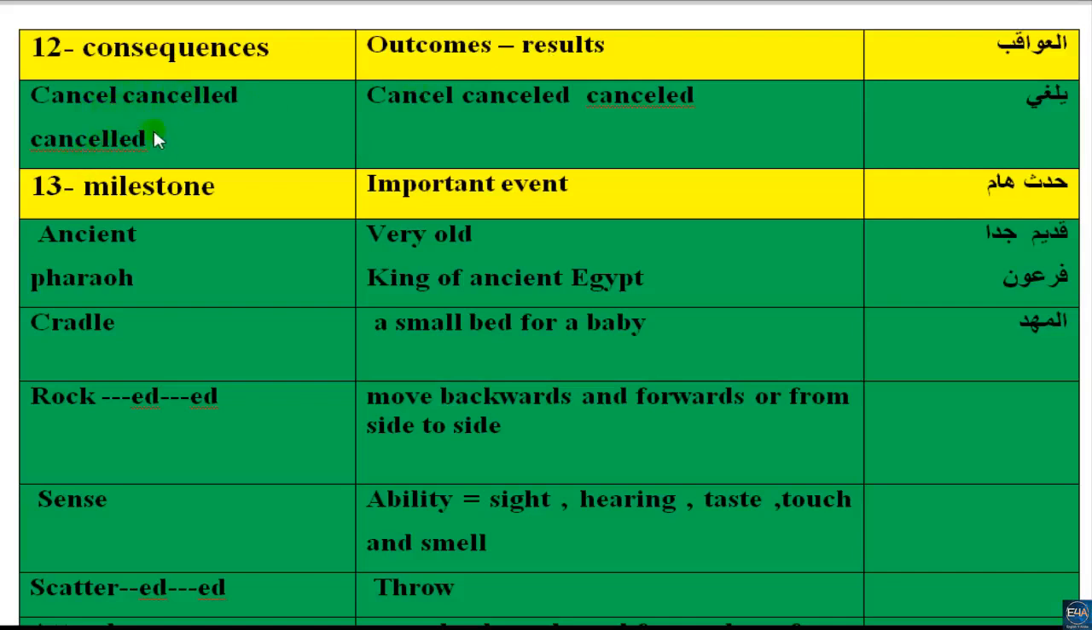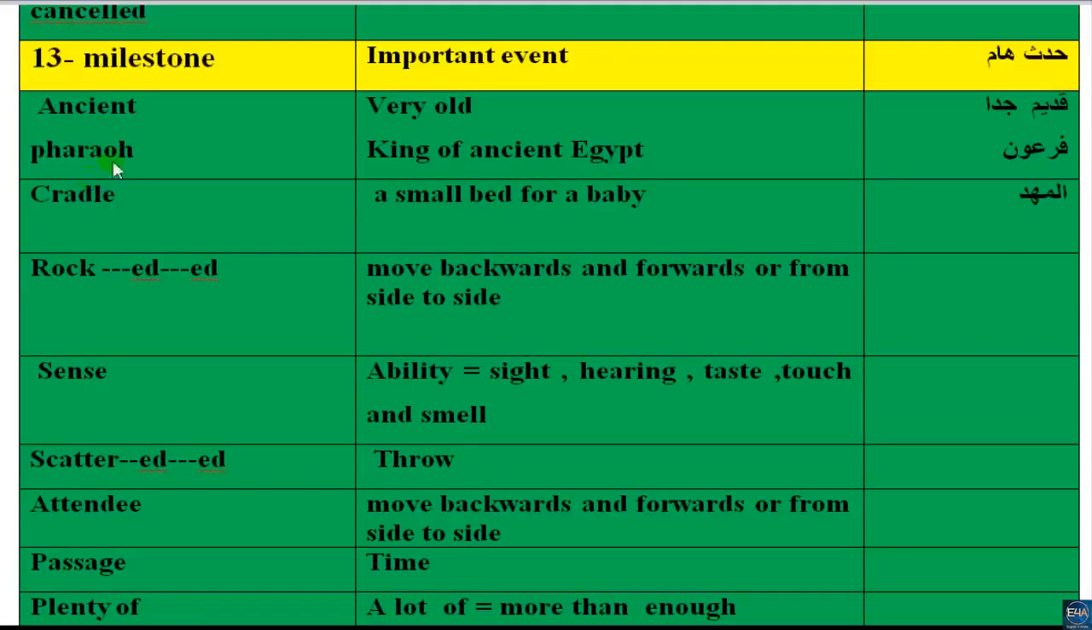This is British. But in American, cancel, cancelled, one L. American, one L; British, double L. 13. Milestone: an important event.